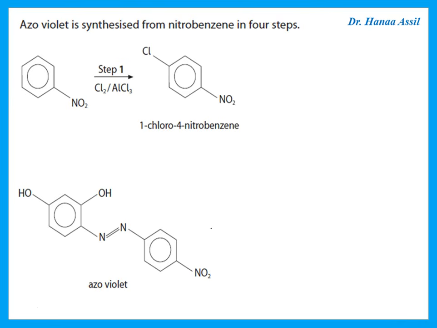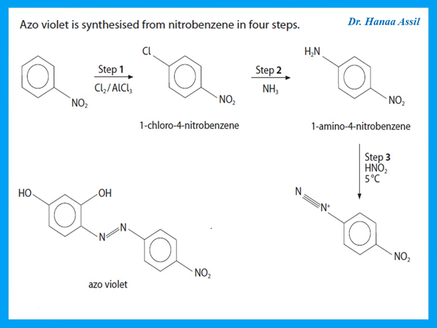So let us see what we should do. We add a chlorine on the benzene ring. So we react this with chlorine in presence of aluminum chloride. This gives me the chlorine on the carbon number 4 of the benzene ring. Then I can change this chlorine to an amine group. So I react it with ammonia. It replaces the chlorine on the benzene to an amine group.